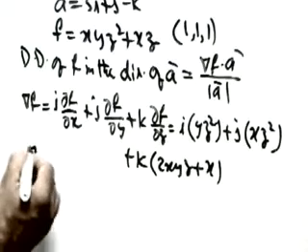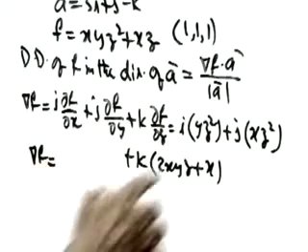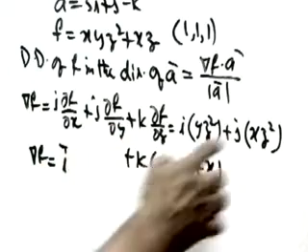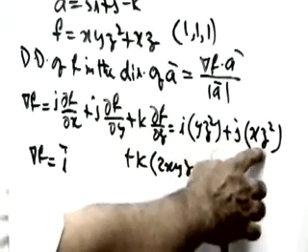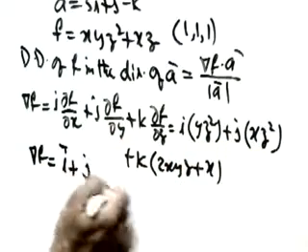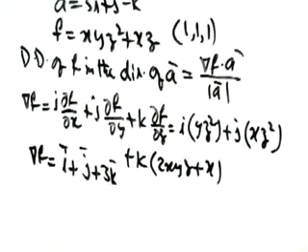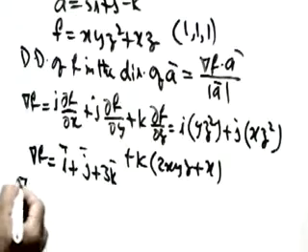Now the point is 1, 1, 1: x is 1, y is 1, z is 1. So we will get del f. If you put y as 1 and z as 1, it will be 1 into i, vector i. This is 1, this is 1, so plus j. 2 plus 1 is 3, so plus 3k. Now we got del f.